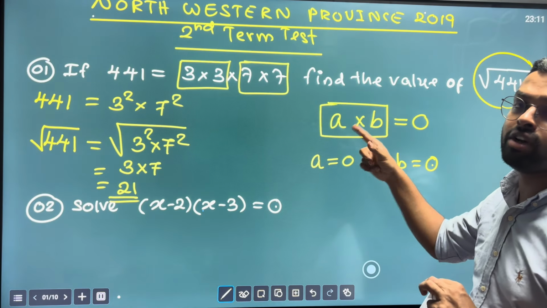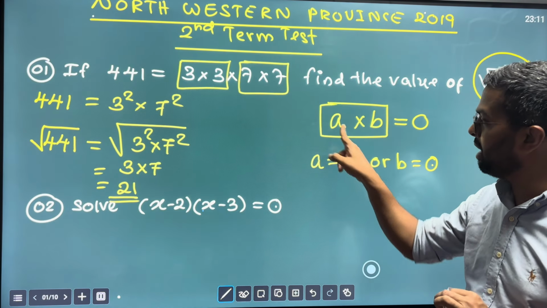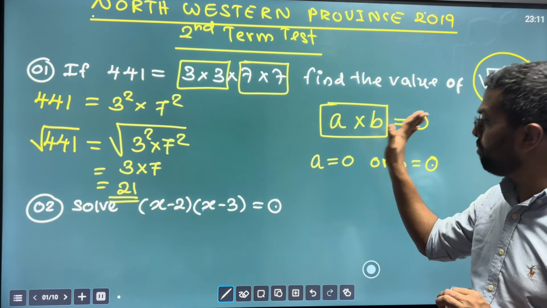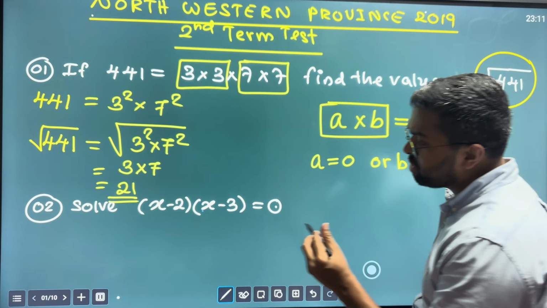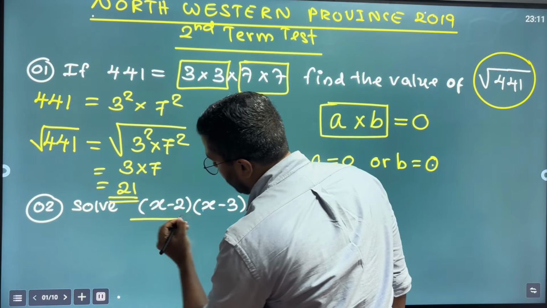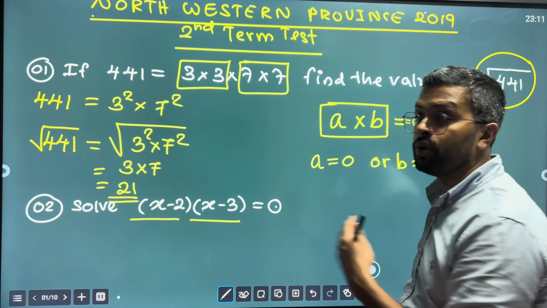At least one of these two is equal to 0. If a is 0, b can be anyone, it doesn't matter. If b is equal to 0, then a can be anyone, it doesn't matter. Clear? So you can use that particular theory to get the answer in this kind of situation, right?